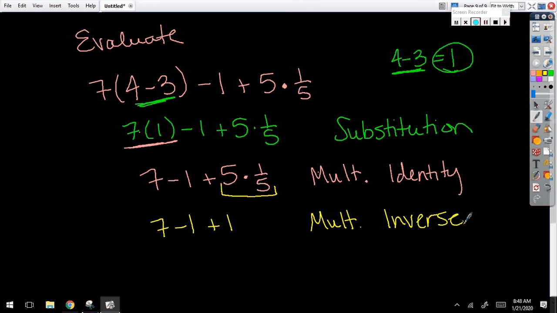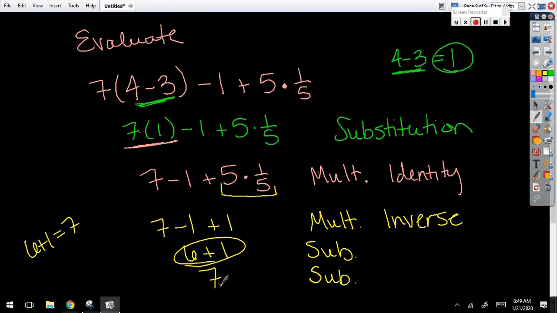Now what? 7 minus 1. And anytime you're just doing a basic add or subtract like that, it is substitution. Now what's 6 plus 1? What's the property? Anytime you're just adding or subtracting or multiplying and dividing to get a value like that is substitution. Because you can come over here and say, okay, well 6 plus 1 is 7. I'm going to substitute this with 7 and put 7 in its place.